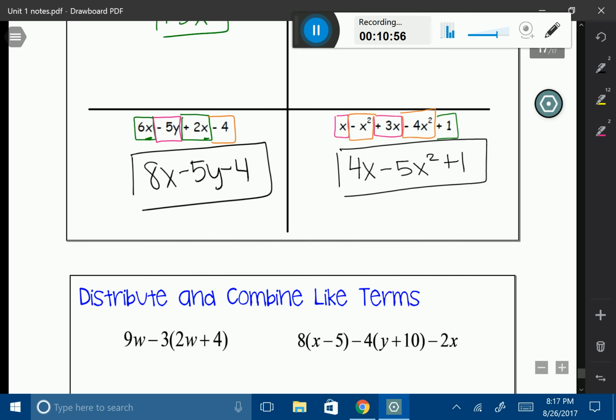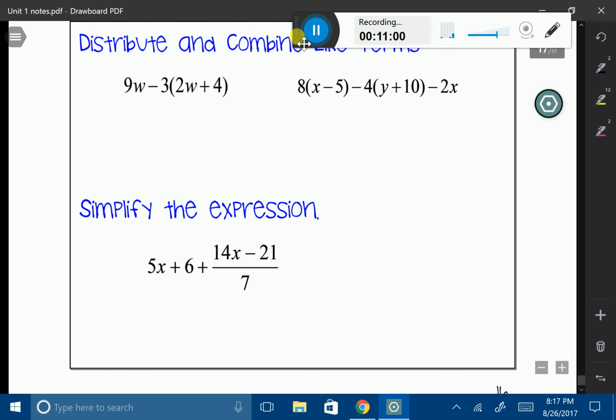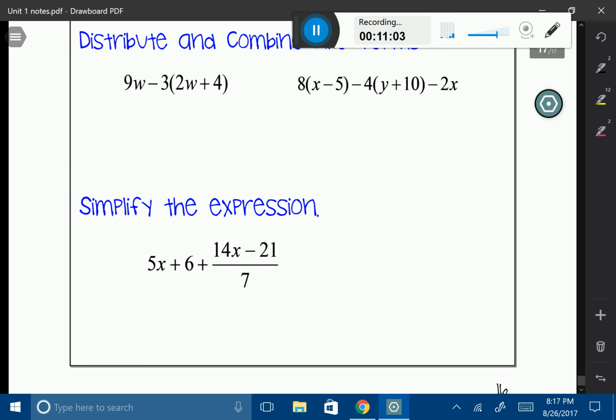Okay, now that we've combined like terms, let's go ahead and distribute and combine like terms. So, let's look at the first one. Let's see what we have here. The number that is being distributed. This one is a very easy one to make any misconception about, because the number that is being distributed is going to be -3. It's not going to be 3, it's going to be -3.